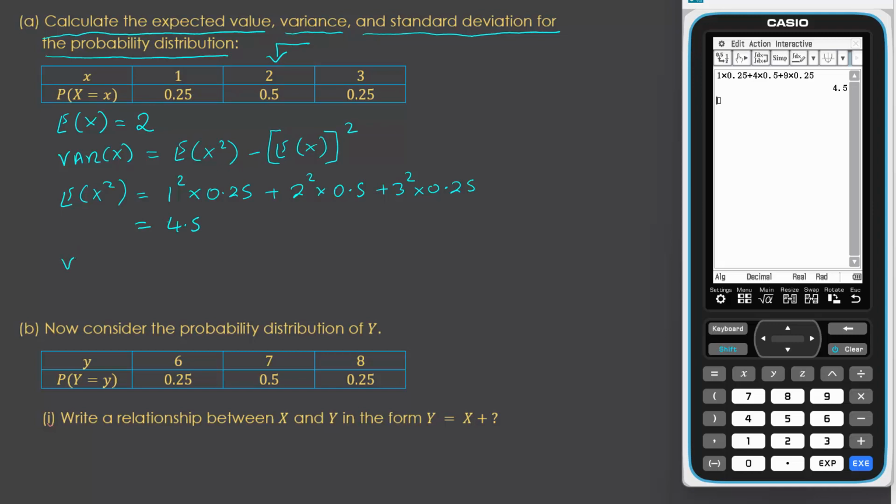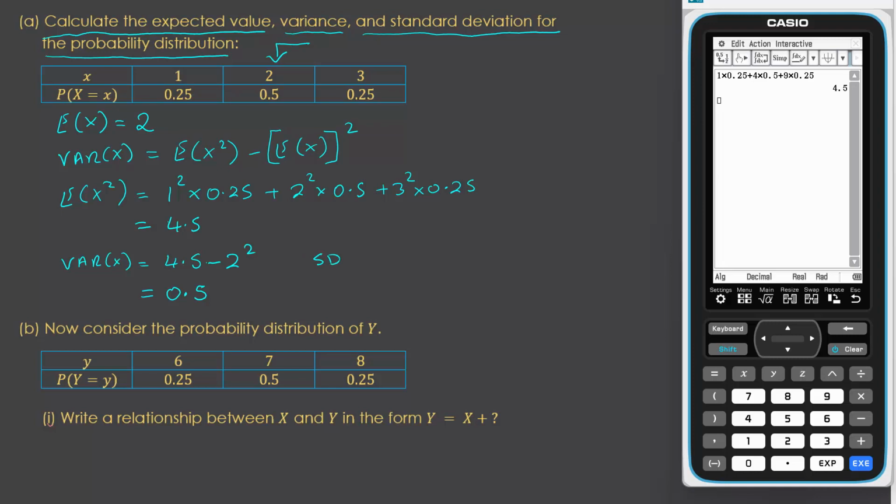And therefore the variance is 4.5, take away the expectation of x squared, which is going to be 0.5.